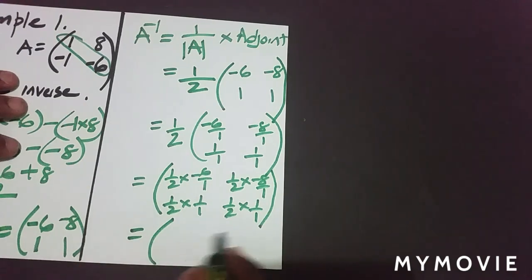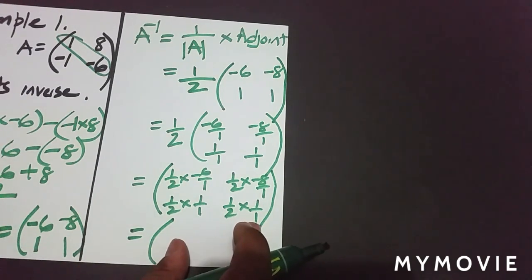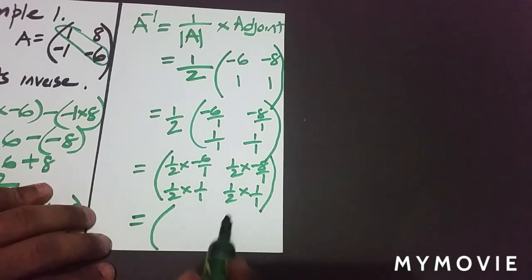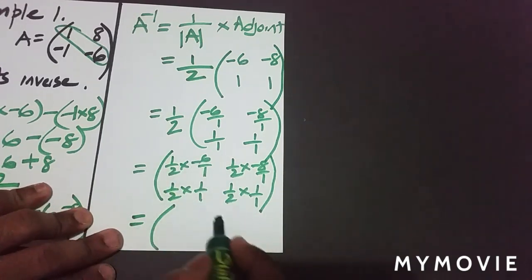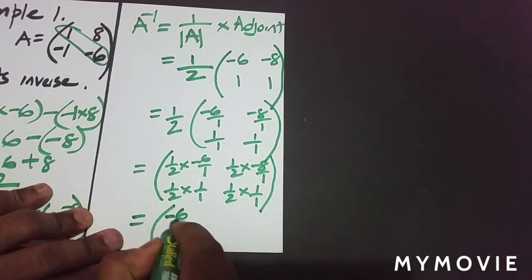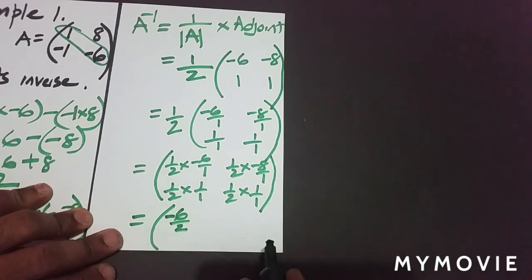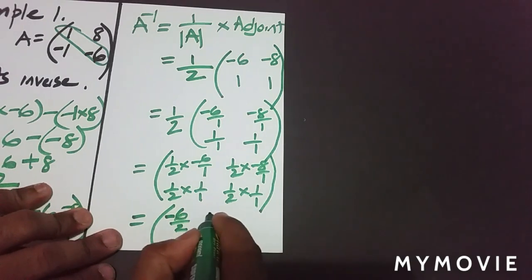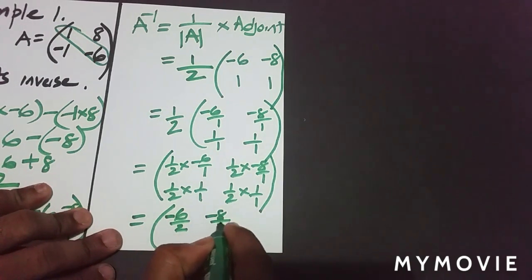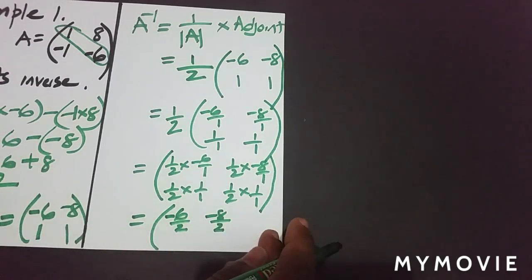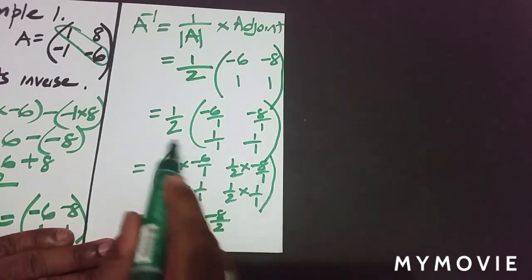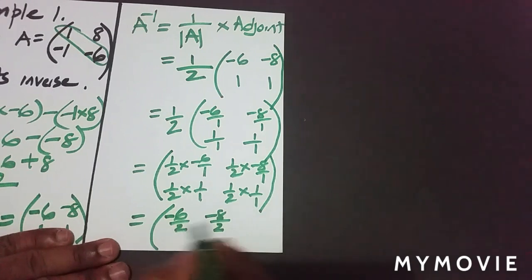So our final answer will be, of course, when you're multiplying fractions, you multiply numerator by numerator and denominator by denominator. So 1 times negative 6 is negative 6 over 2. Obviously, that has to be broken down. And a half times negative 8 is negative 8 over 2. Now, obviously, I could have said a half of negative 6 is negative 3 already. Half of negative 8 is negative 4.